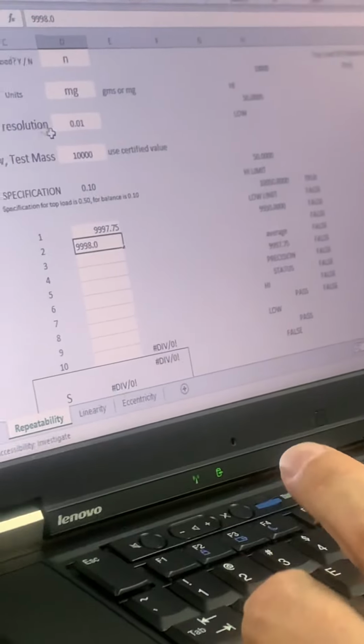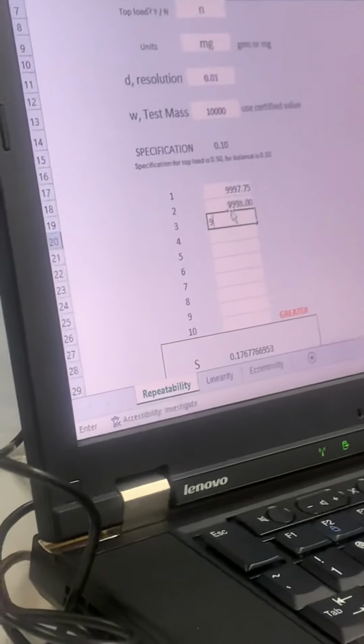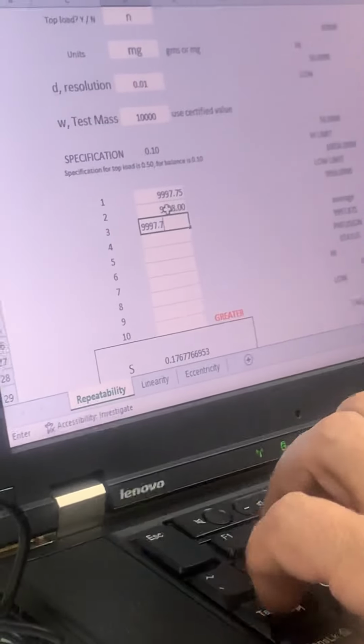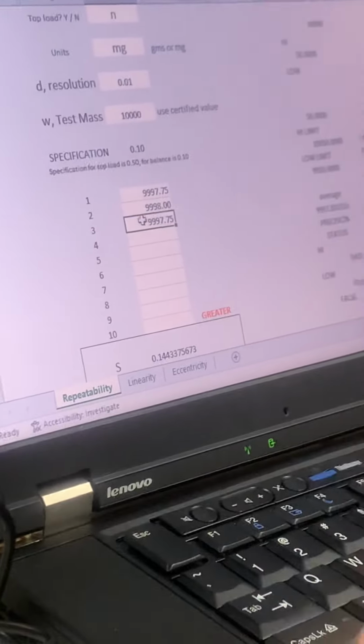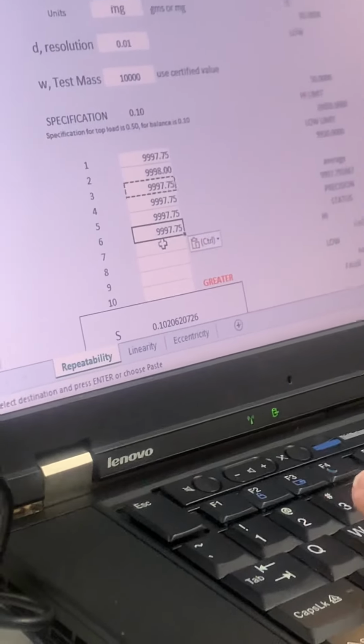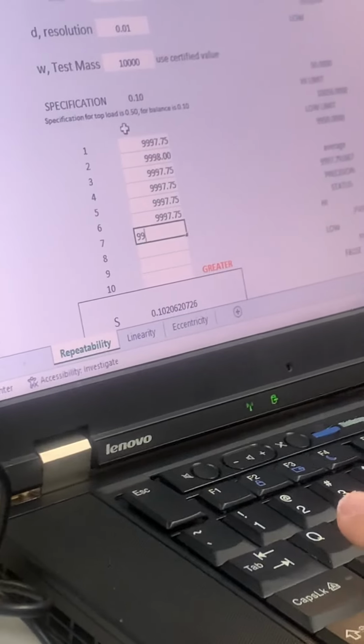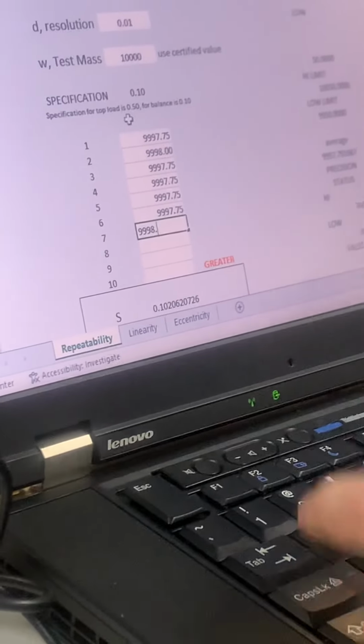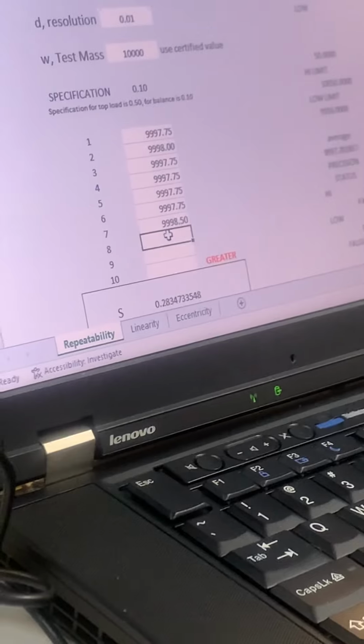So we're going to go in, and just for the sake of time, let's just say we did that 10 times. And we're going to go in and let's just change up the numbers. Let's say 9998.0. Let's say 9997.75 again. Let's say we got a bunch of those. Let's just mix it up. Let's say we had a 9998.5 for some reason. Let's say it went a little wild there.